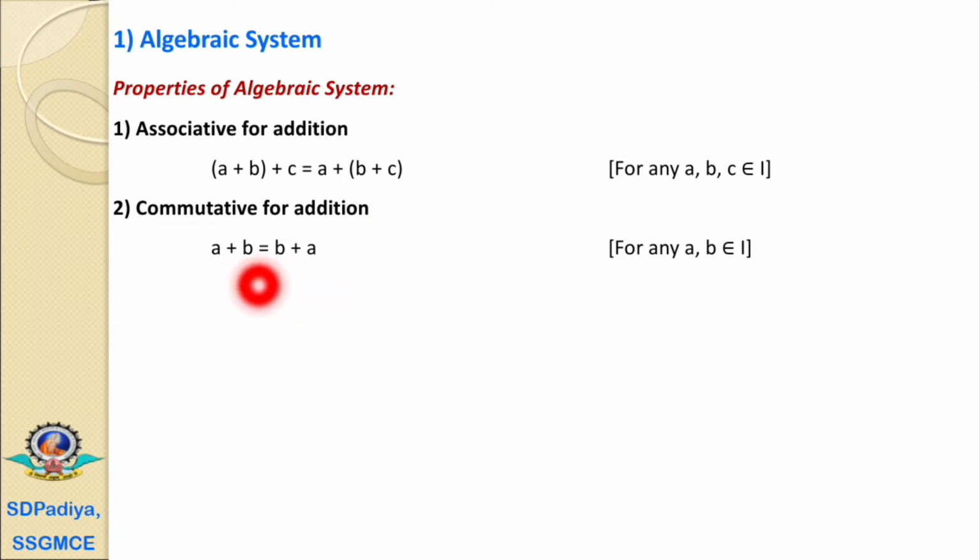If we consider any two values, that is 7 plus 5, then it is equal to 5 plus 7, for any two elements a, b belonging to the set of integers.